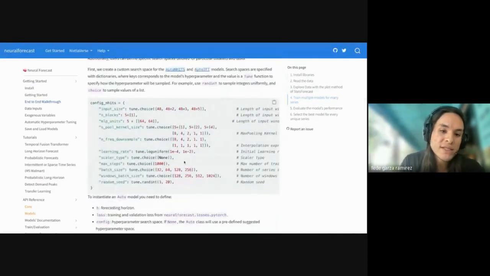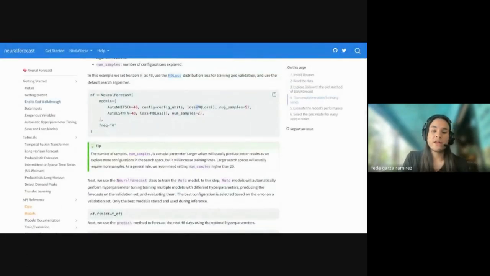So, for example, in this case, we have a lot of combinations only for input size and batch size. For example, we will have 4 times 4, which is 16. So the number of samples controls the number of combinations we want to test. In this example, we also included the auto LSTM without a particular config file. And to instantiate the NeuralForecast class, we passed a list of instantiated models. In this case, we are only using two, but you can include as many models as you want to use. It's really easy to do that. And the frequency, which in this case is hourly.